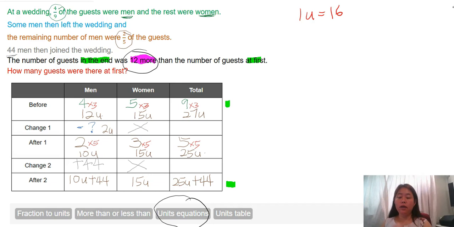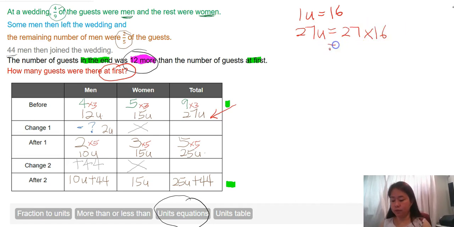Let's take a look. The question asks us, how many guests were there at first? To find the number of guests at first, we know that it is this unit here, 27 unit. So 27 unit is equal to 27 multiplied by 16, which will give us 432. We can also ask many other types of questions. For example, what happened to the number of guests in the end? We know that we just have to find 25 unit plus 44.